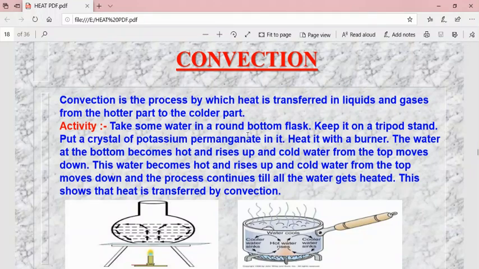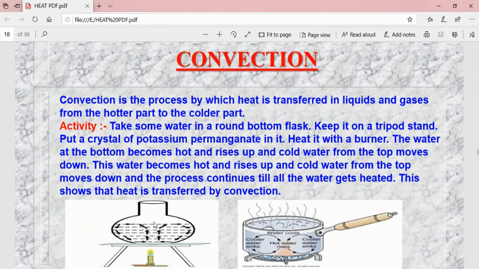Take some water in a round bottom flask, keep it on a tripod stand, put a crystal of potassium permanganate in it, and heat it with a burner. The water at the bottom becomes hot and rises up, and cold water from the top moves down. This water becomes hot and rises up, and the cold water from the top moves down, and the process continues till all the water gets heated. This shows that heat is transferred by convection.